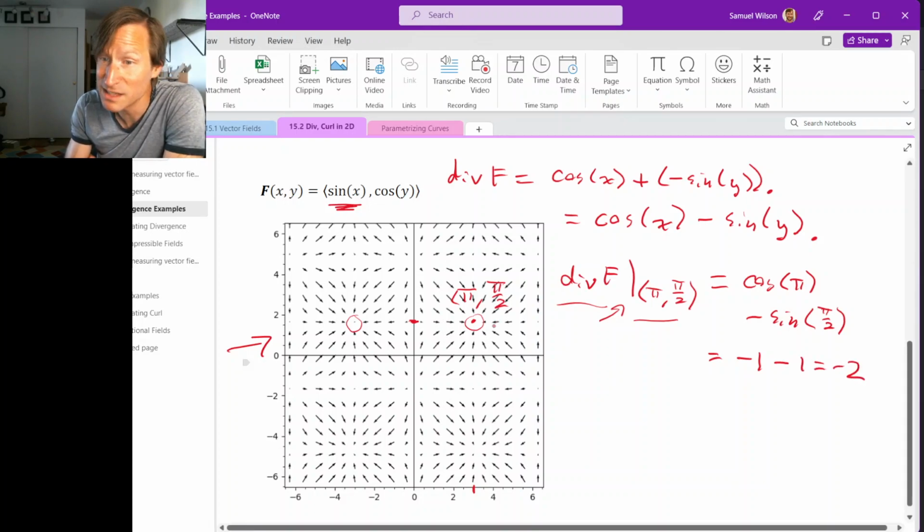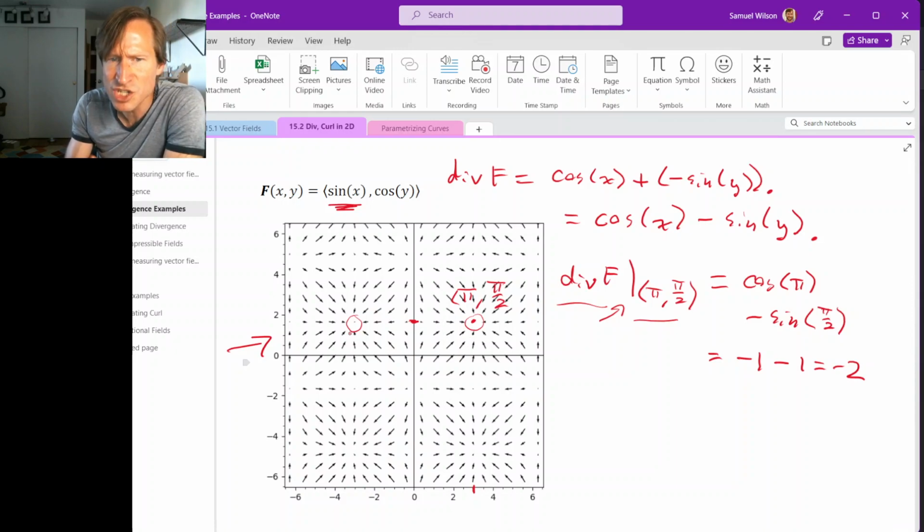So yes, at this point the divergence is negative, and so this vector field ought to be flowing into this point, and yes, indeed it is. You can check for these other points. You can guess their coordinates based on the scale of this graph. You can check that the divergence does come out to be negative. So how about other points?